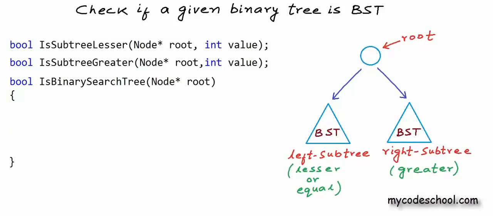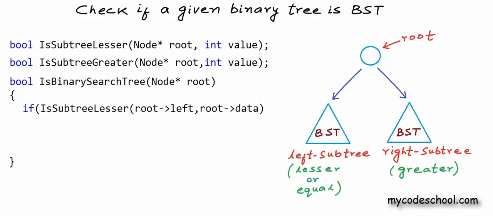Let's come back to this function isBinarySearchTree. In this function, I'm going to say that if all elements in left subtree are lesser, and I'll verify this by making a call to isSubtreeLesser function, passing it address of left child of my current root. Left child would be the root of left subtree, and the data in root.